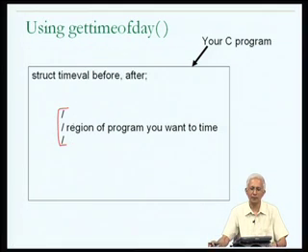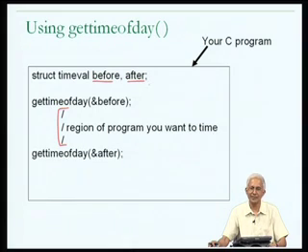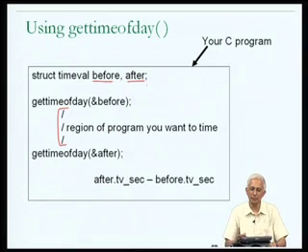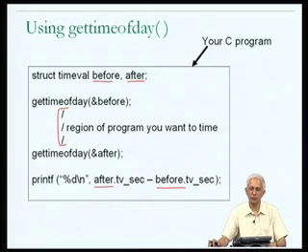So, what I can do is I can set up two time val structures, one called before and one called after. I can call get time of day passing the parameter before the region of interest to me, and call get time of day passing the parameter after the region of interest to me. Subsequently, I can compute the difference between the second fields of the after structure and the before structure to find out how much time was spent in that particular region of my program, and I could print that out using a printf statement in order to actually get output, which I could subsequently look at to understand how much time was spent in this region of my program.